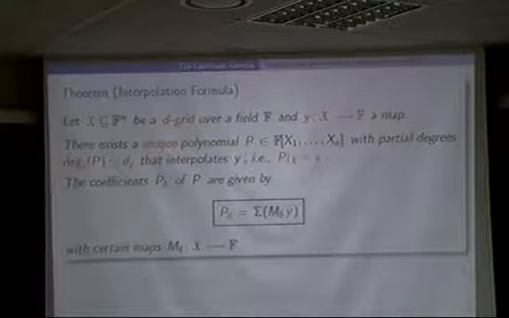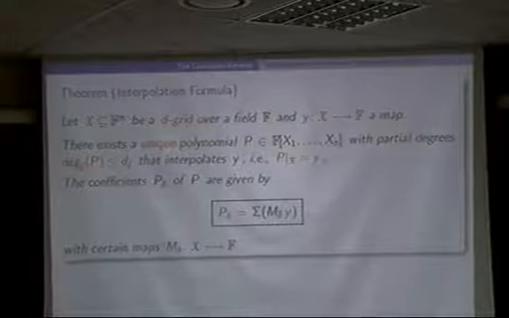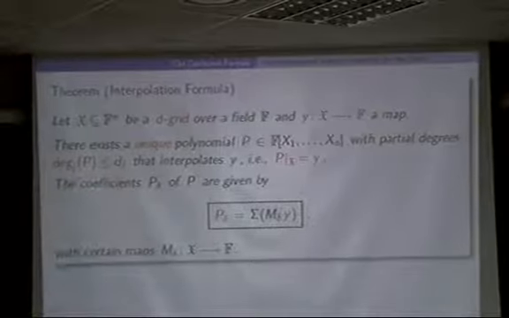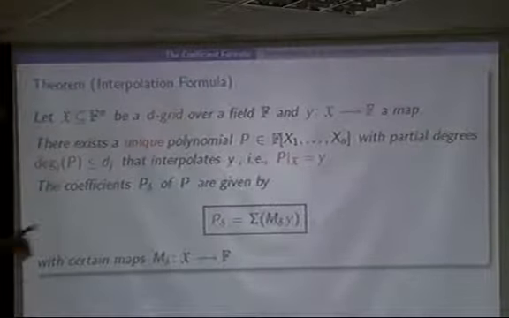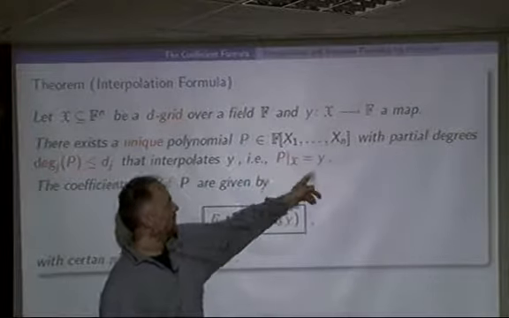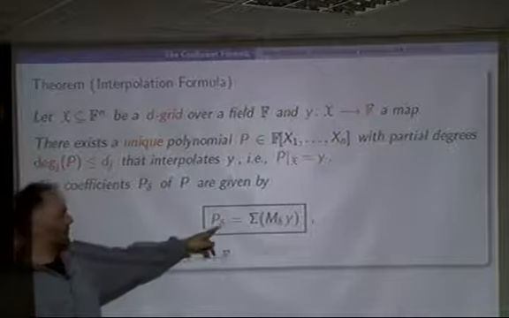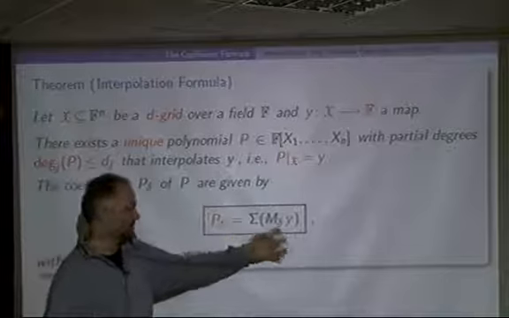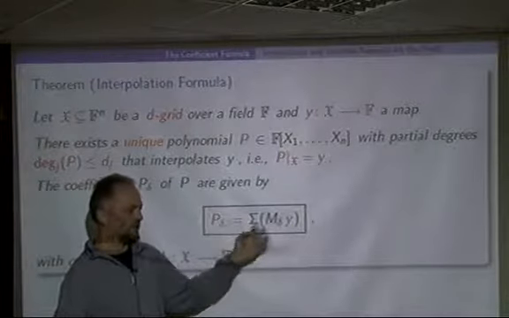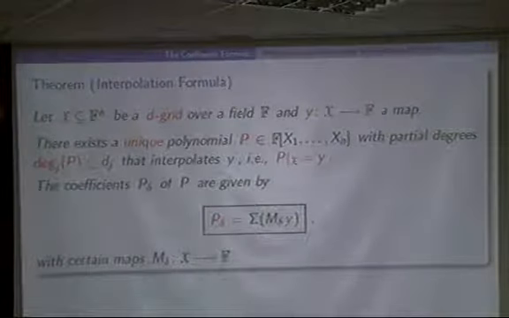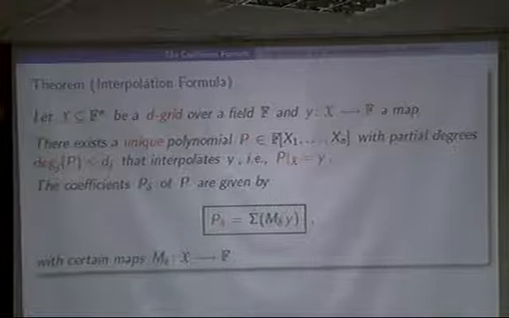So there is a polynomial that interpolates this map Y here. So on the grid, they are the same. Okay? And you have a formula for the coefficients. It's an interpolation formula. You usually learn about interpolation algorithms. Because it's complicated here, you have fundamental determinants and then tensor products of matrices, and it's complicated.